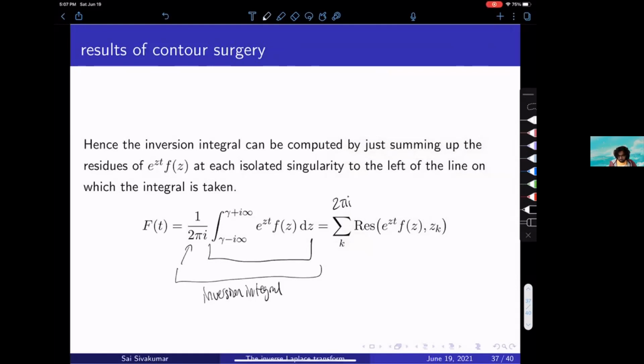And then all you have here now are just the sums of the residues at all of the isolated singularities to the left. That's really convenient. Yeah, I mean, that's it. I don't really have any more theory to say. After this, we'll do the cute example, and then I'll call it quits.